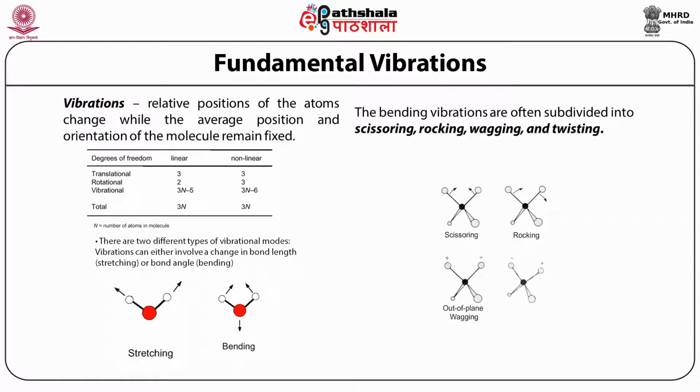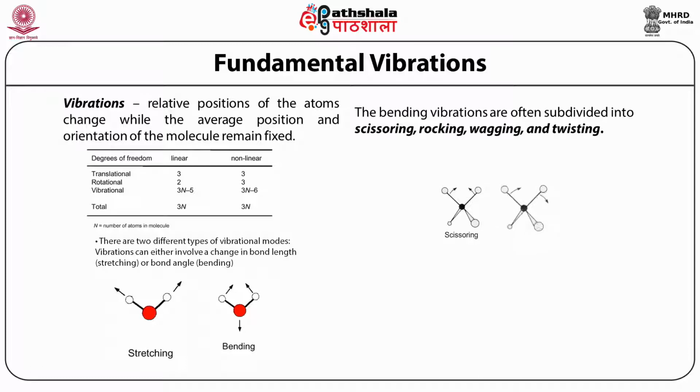In vibration, the relative positions of the atoms change, while the average position and orientation of the molecule remain fixed. For example, we discussed that bending vibrations are more often subdivided into scissoring, rocking, wagging and twisting. You can see here in a model how the bending or scissoring occurs, how the rocking occurs, how the wagging out of the plane and twisting out of the plane occur.